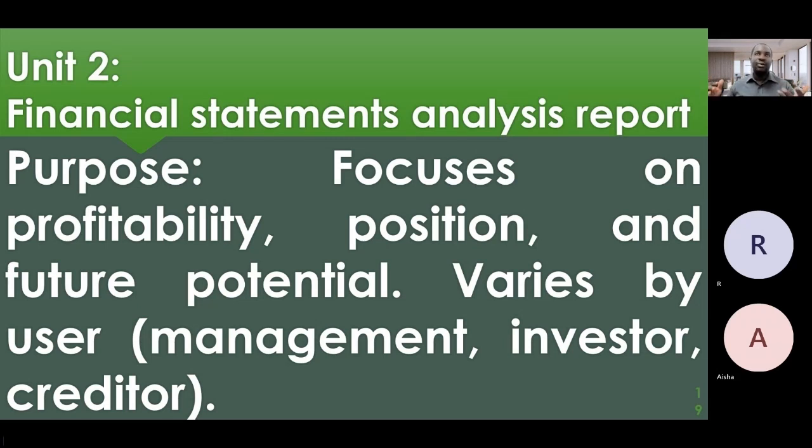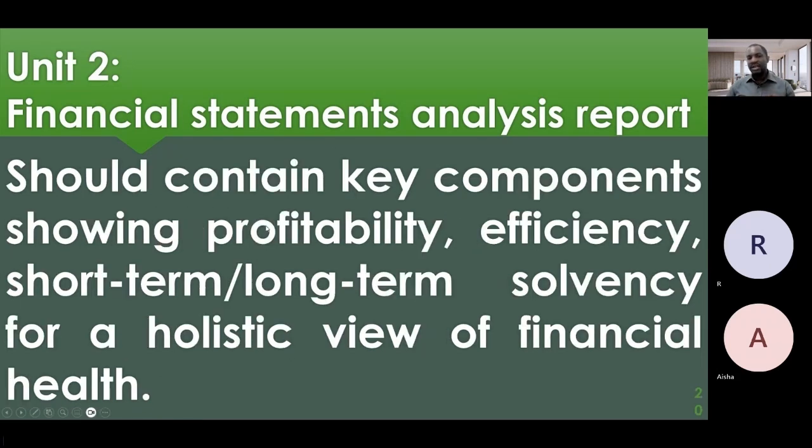Mostly there is requirement 1, but when it comes to requirement 2, the purpose of financial statement analysis is to focus on profitability, and that's in the income statement or the performance statement; position, which is the SFP; and the future potential, which is the cash flow. So he has not tested cash flow so far, but the financial statement analysis focuses on these 3. It varies by the user, which is management, the investor or creditor, or whichever stakeholder you are asked to address in the financial statement analysis.